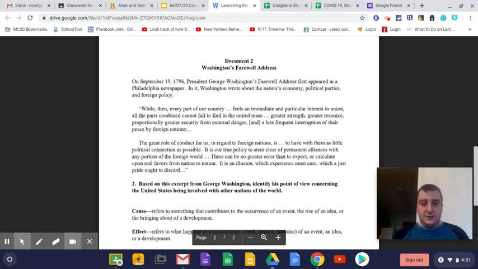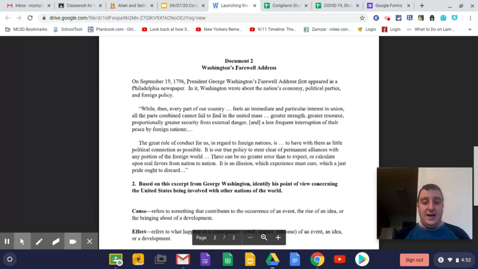It is our true policy to steer clear of permanent alliances with any portion of the foreign world. There can be no greater error than to expect or calculate upon real favors from nation to nation. So if you're going to rely on another nation, you're really going to kind of put yourselves at a disadvantage and make it very difficult for yourselves, because you don't know if you can rely on that foreign nation. You don't know if they're going to follow through with what they are telling you they will do. So that's what that line means.